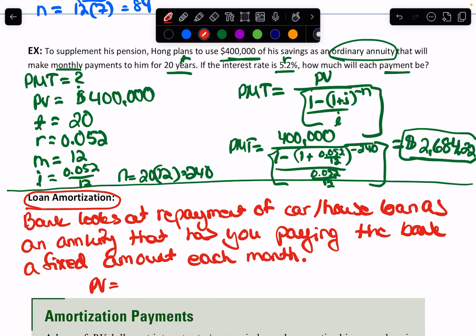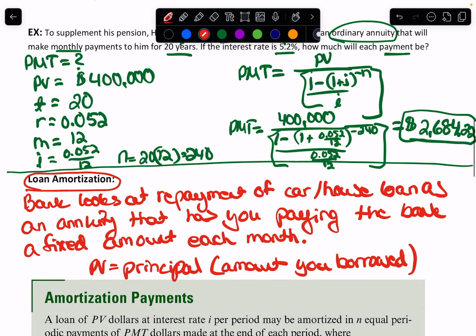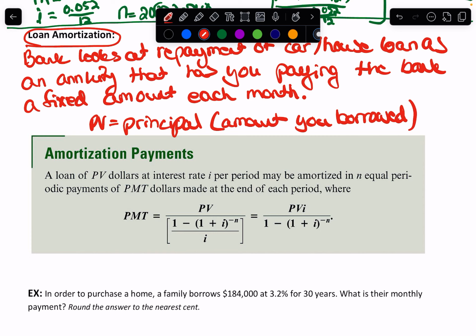PV is the principal, which is the amount you borrowed. Okay, amortization payments. Again, a loan of PV dollars at interest rate I per period may be amortized in n equal periodic payments of PMT dollars made at the end of each period, where these two are the formulas.